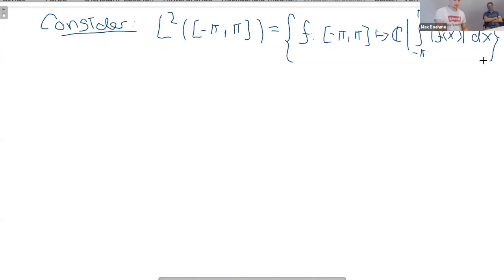Wasn't there a smaller infinity somewhere? Yes, oh yeah, sorry. So all functions that don't diverge if you integrate them over this interval. Okay, now I want to show you an orthonormal base on this interval.